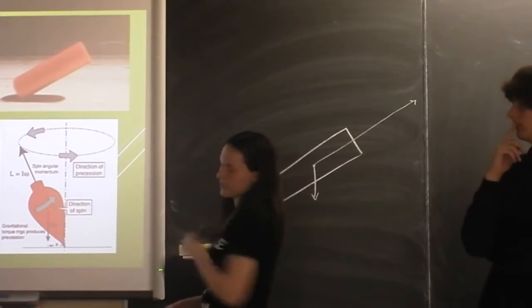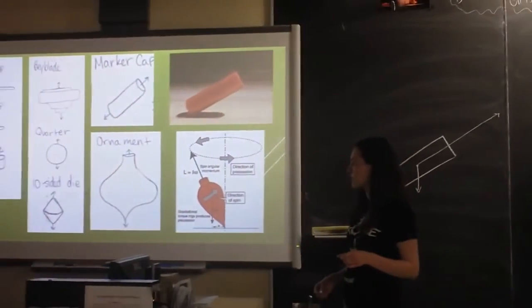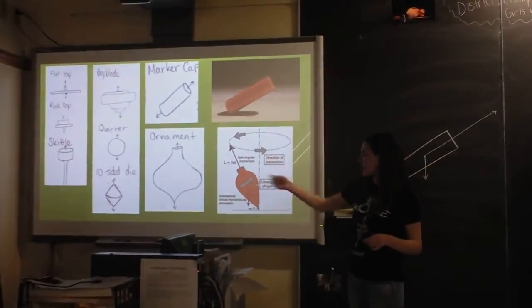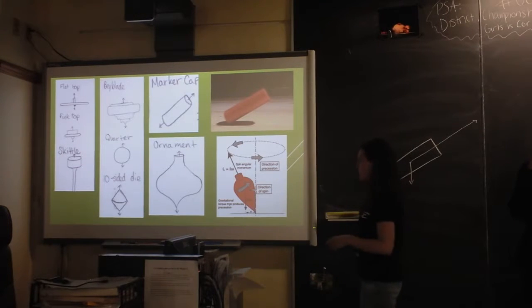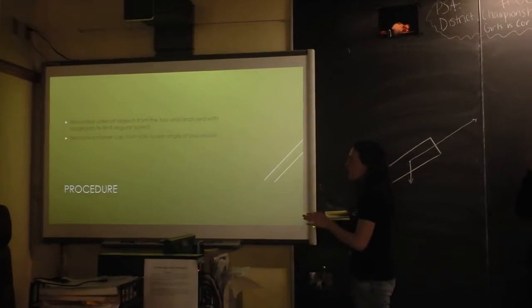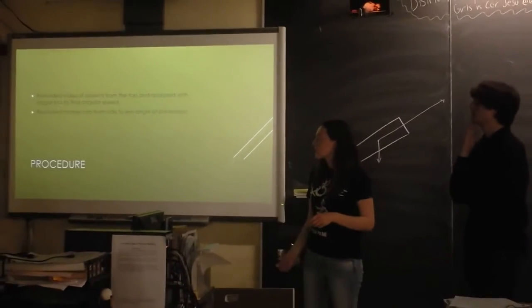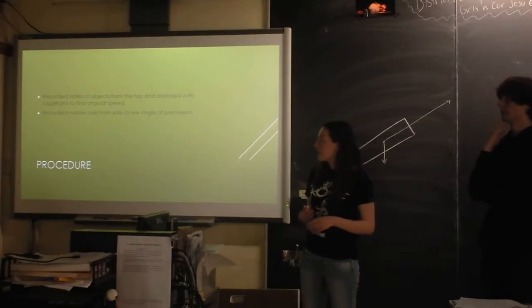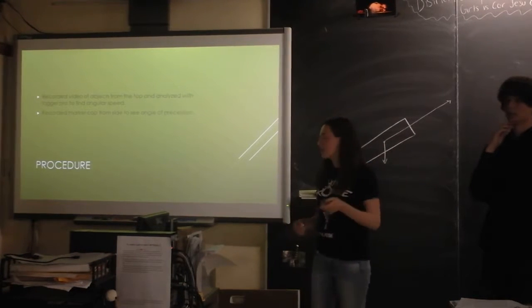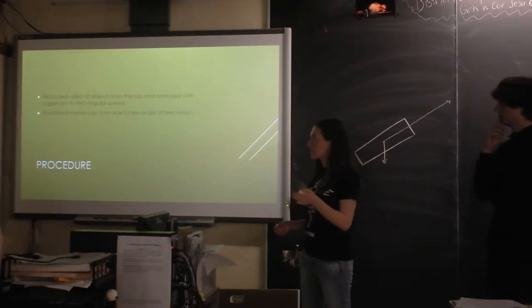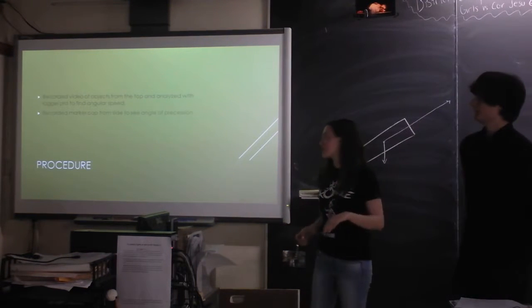Then we got this picture from HyperPhysics, which explained precession. This is for a normal top though, and the marker cap was just the most obvious of all of them to show precession. So we recorded videos of the objects and analyzed them with Logger Pro, mostly from the top, finding angular speed. And with the marker cap, we had the video from the side to get the angle of precession.